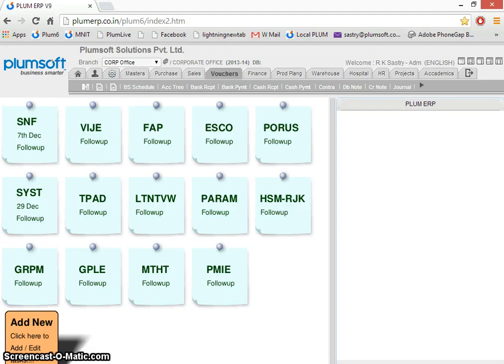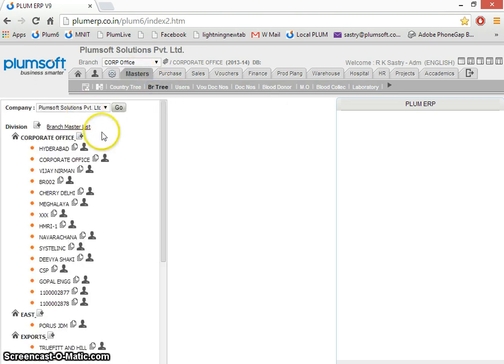Now in this video let us have a look at the basic financial module in Plum ERP, where the different financial documents are prepared, posted and transferred, and various other related features. So let us start with how the organization is structured in Plum.